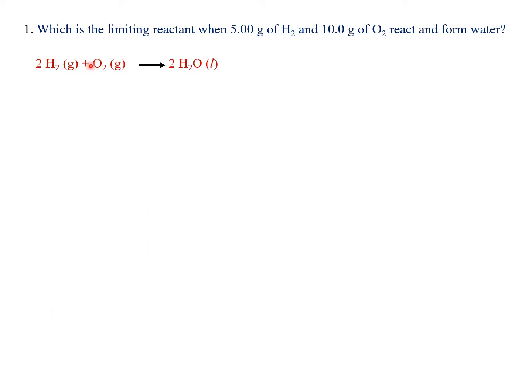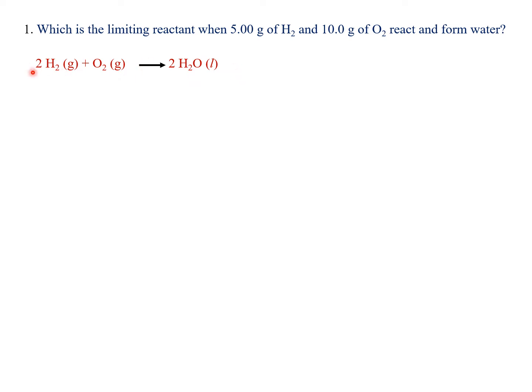The question is, which is the limiting reactant when 5.00 grams of hydrogen, that is H2, react with 10.0 grams of O2? After they react, the product should be water, H2O. Now reactants, reaction arrow, products. Let's balance the chemical reaction. After we add stoichiometric coefficients, it should be 2 moles of H2 react with 1 mole of O2 to produce 2 moles of H2O.